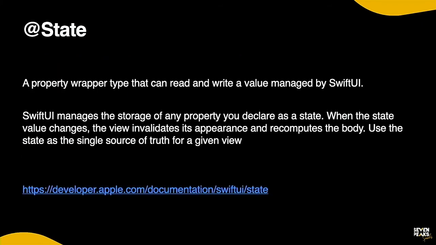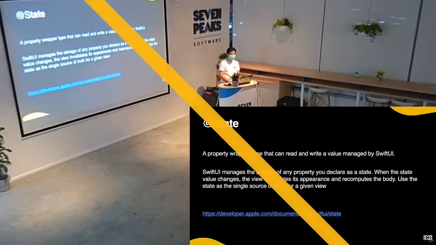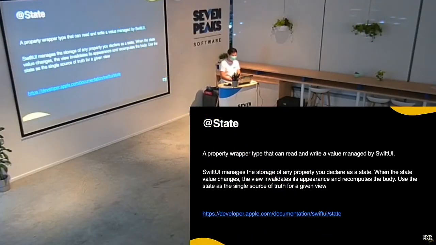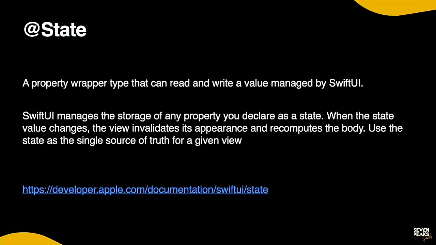So next is state. What is state? State is one of the property wrappers that Apple provides us. When the state value changes, the property named body inside our view will be called again. That means we should use state only inside a view and set it to be private. Look at its example.